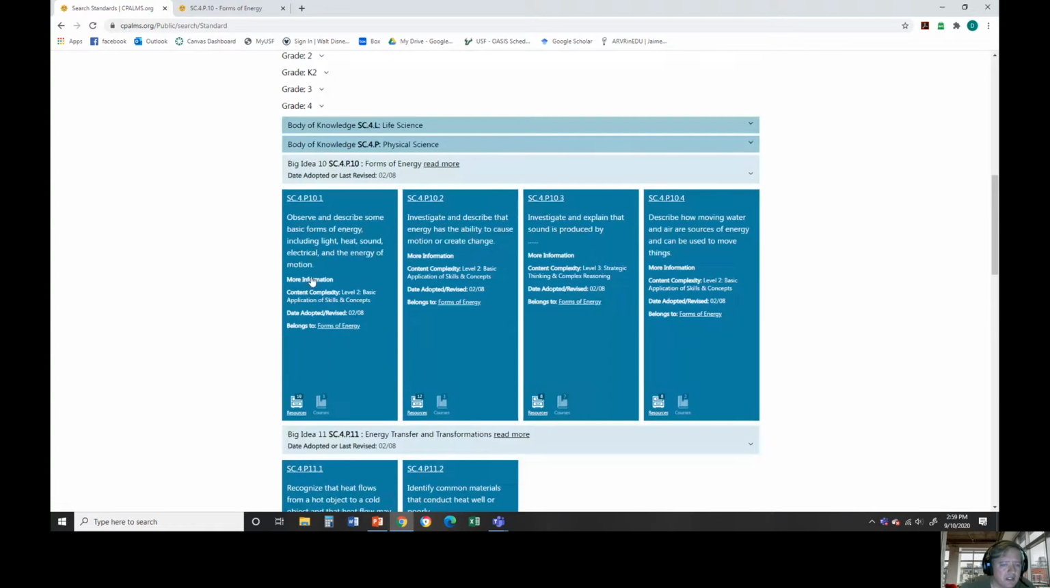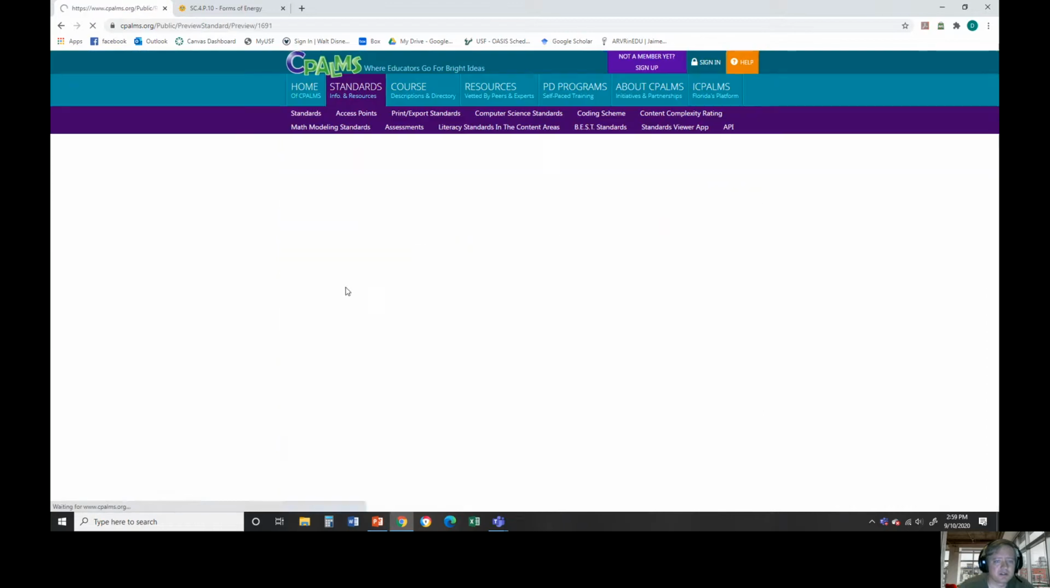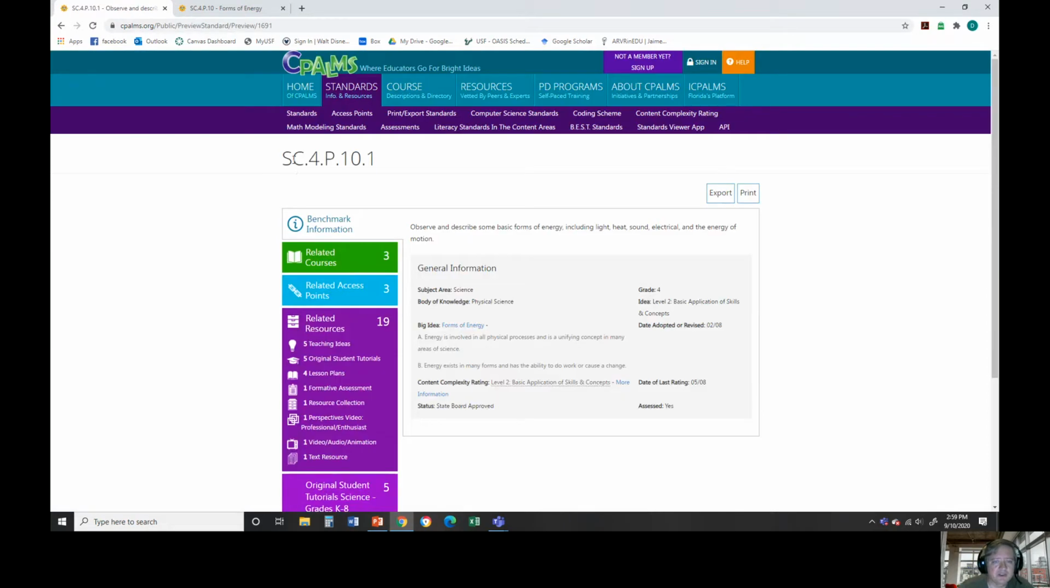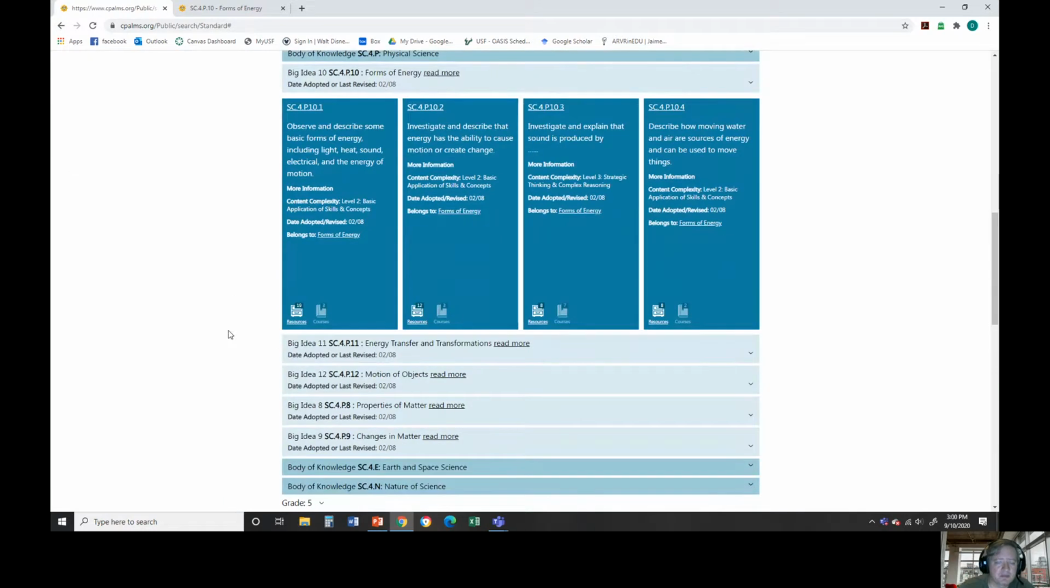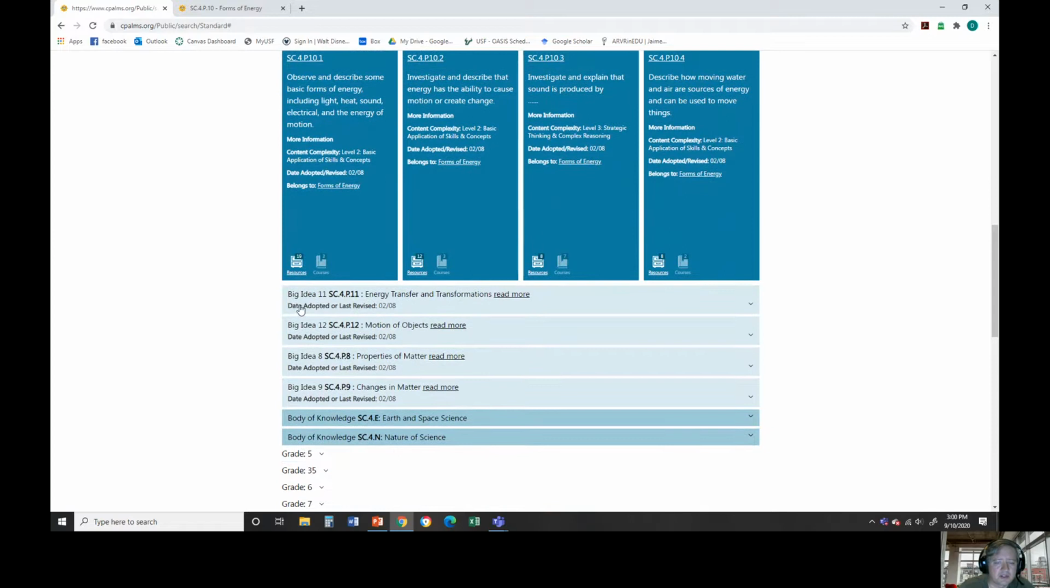If I click on this particular standard, you see here SC.4.P.10.1, science 4, P for physical science, 10.1. Again, you have that same information. Here's your big idea again, level 2, grade 4. They also give you a lot of different resources: courses, teaching ideas, tutorials, lesson plans, assessments, collections. There's a lot of different information for you within these state standards. Make sure you pay attention to them and look at them, because that information is going to be very helpful for you.